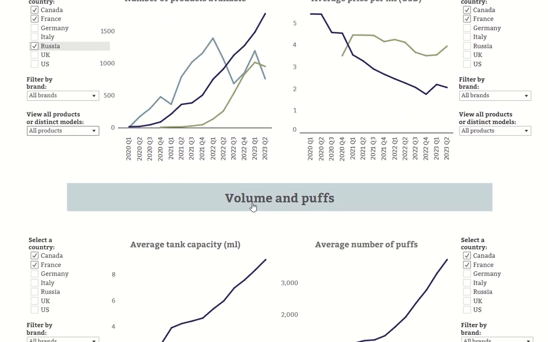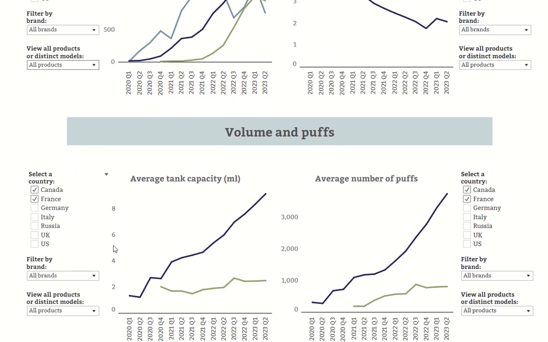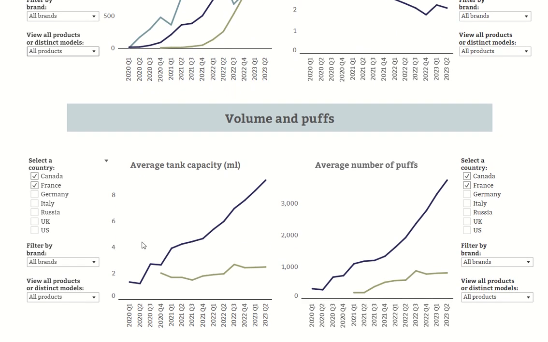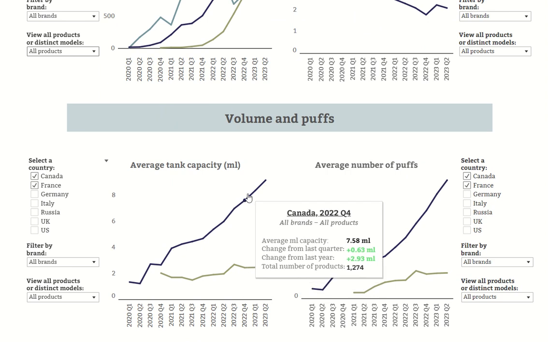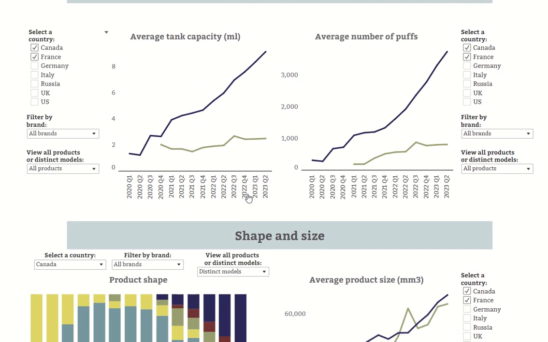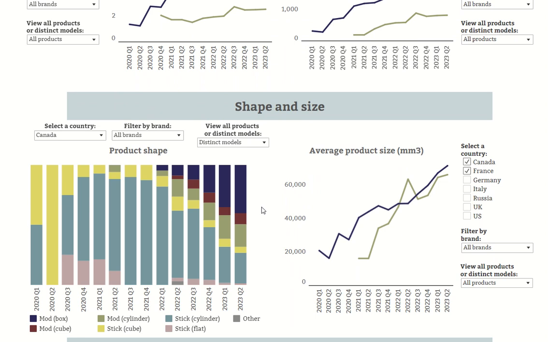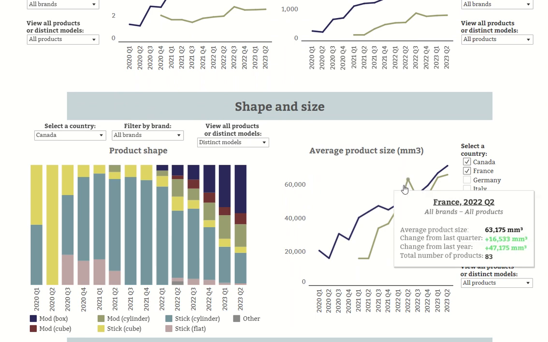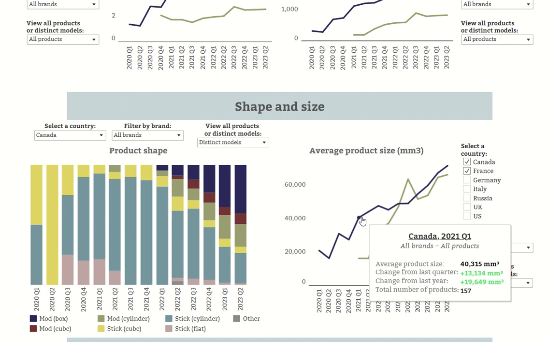So we also show volume and puffs. Again, users can select countries, filter by brand, view all products or distinct models, and hover over the line graphs to get more information. In terms of shape and size, for the product size, it's the same as the previous graphs, line graphs which users can hover over to get extra information.